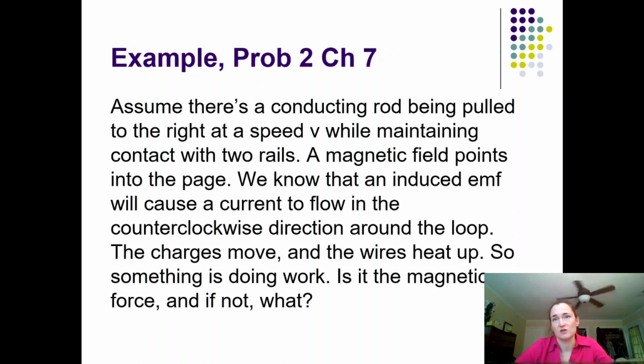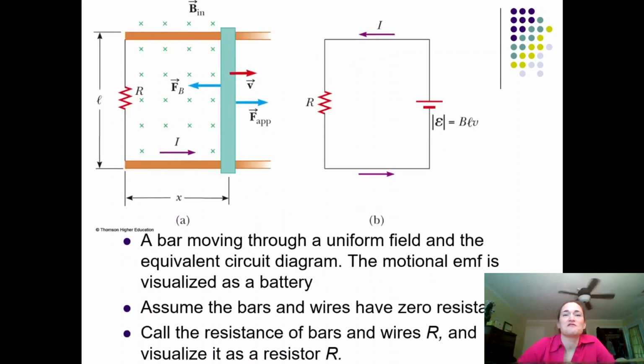The charges move and the wires heat up. So something is doing work. Is it the magnetic force? And if not, what? Okay. So first let's do the setup for this problem. Let's look at the picture, okay? Here we have a bar, which is indicated in blue here, moving to the right with the speed v, and that vector for the velocity is indicated in red here, okay?